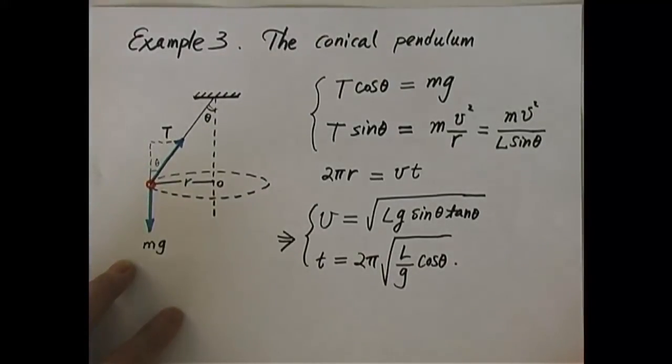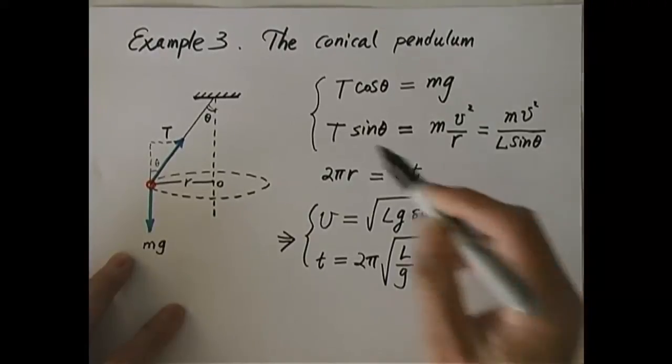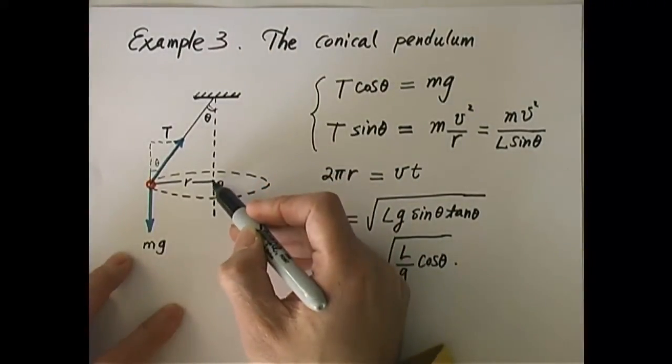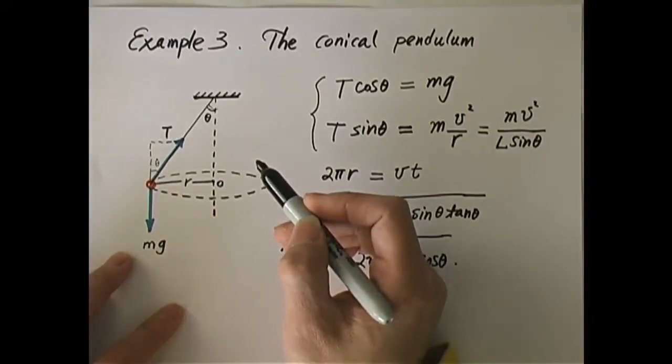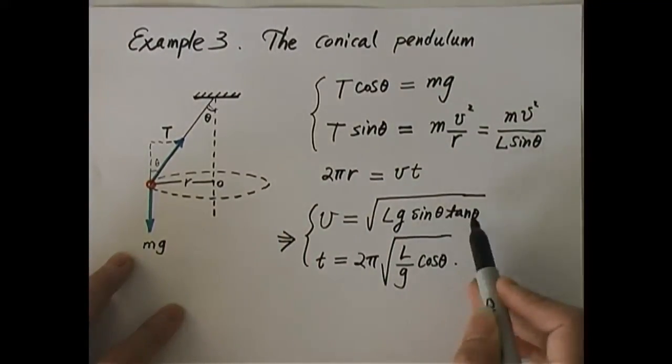That makes sense. It also makes sense what happens when theta equals 0. When theta equals 0, this thing is just dangling there. It's not doing anything, right? So what's the speed? 0. The speed is simply equal to 0. That's when both tangent and sine go to 0.